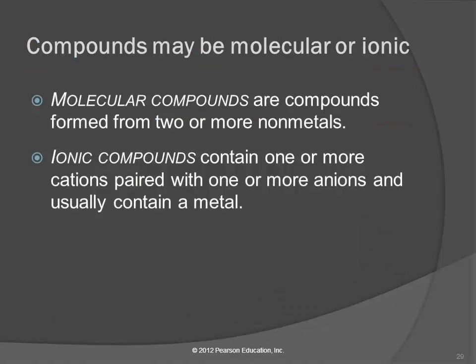So compounds can be molecular or ionic. A molecular compound is going to only have nonmetals in it. Ionic compounds are going to have a metal most of the time. So ionic means metal.